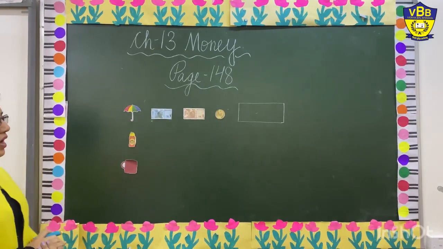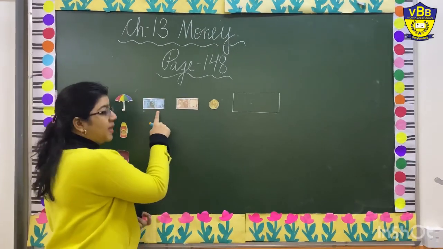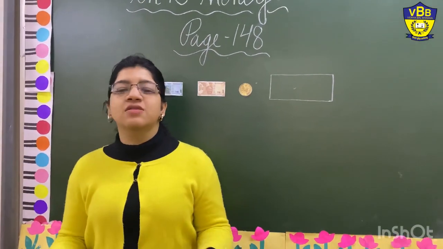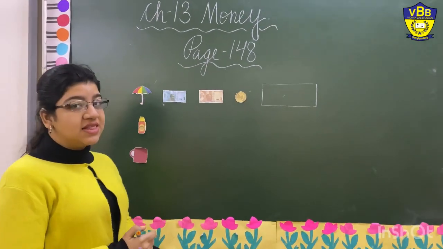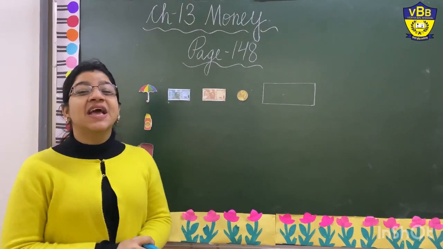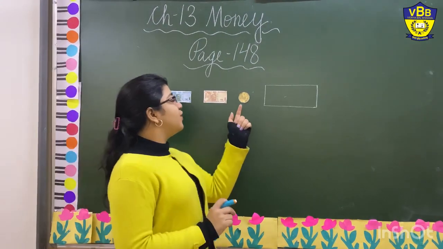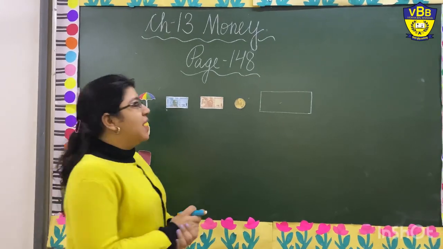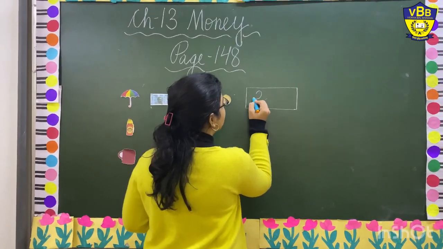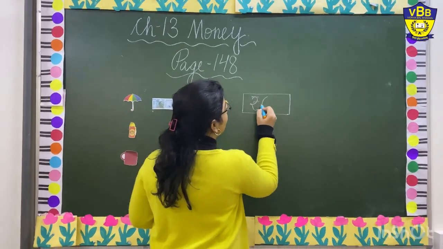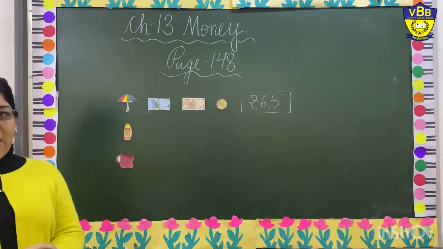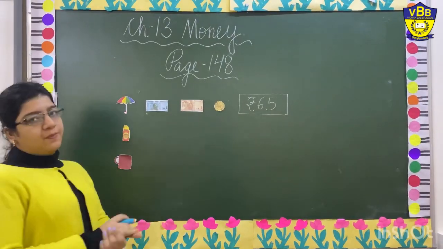So count rupees 50 plus 10, which is, well done, rupees 60. And when we add rupees 5, well done my kids, it becomes rupees 65. They have spent rupees 65 on the umbrella.